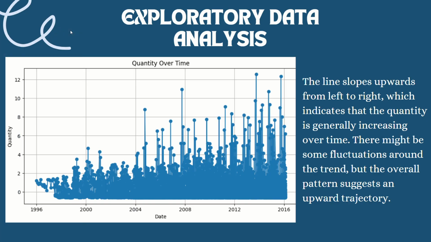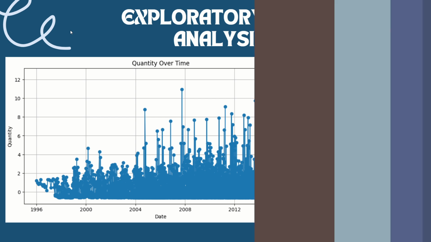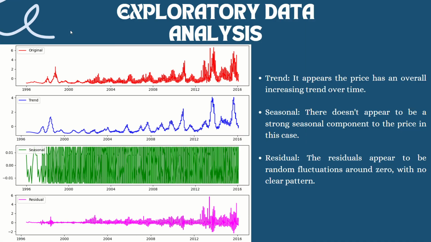Then we conducted the exploratory data analysis, also known as EDA. The first was temporal pattern, where we could see that the line slopes upwards from left to right. Although there must be some fluctuations around the trend, we can say there is an overall increase in the trend, and the pattern suggests an upward trajectory. The quantity over date was mapped. And then we saw the trend, that is the long-term upward or downward movement in the data, and in our plot we can see the price has an overall increasing trend over time and is plotted using a blue graph.